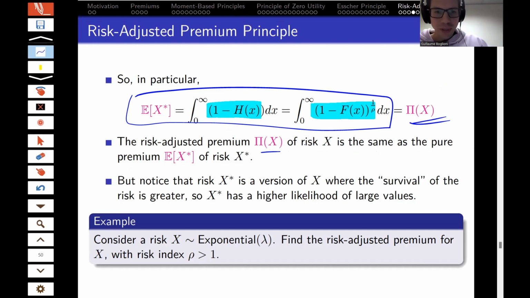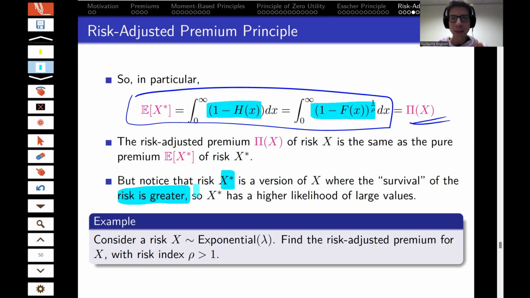But now notice the following. Why does it make sense to set the premium of X to be the pure premium of this transformed version of X, this X star? Well, X star is a version of X where the survival is greater. The chance of surviving up to any number little x is greater for X star.